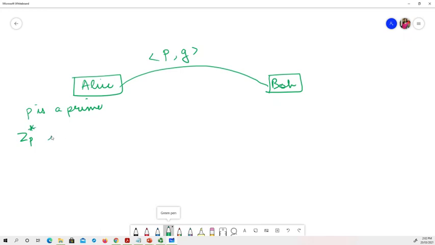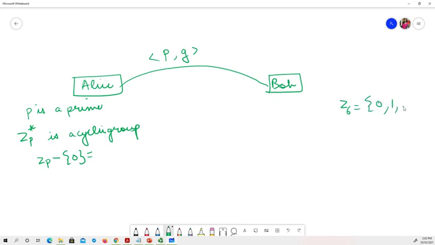Zp star is a cyclic group. And remember, what was a cyclic group? A cyclic group was any Zp minus 0 such that it is able to generate its own numbers. If you don't recall, let's suppose I have Z6. Zp is any number from 1 to p minus 1, which is Zp star. So Z6 could be any number from 0 to 5.